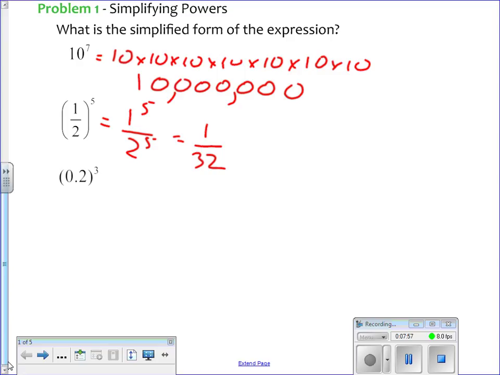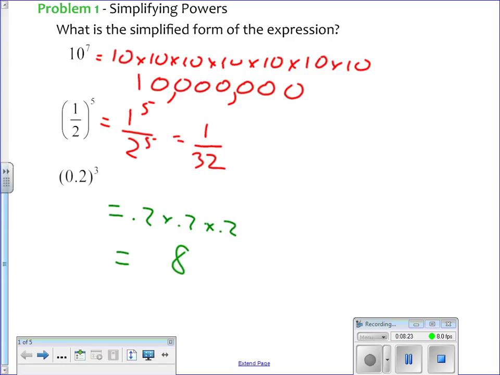Now, 0.2 to the 3rd. Okay. So that's 0.2 times 0.2 times 0.2. But there's an easy way to do decimals. Just do the number like it is. Do 2 cubed. 2 times 2 is 4. 4 times 2 is 8. 2 cubed is 8. So I have 8.